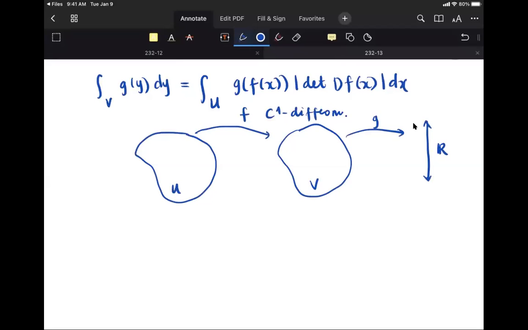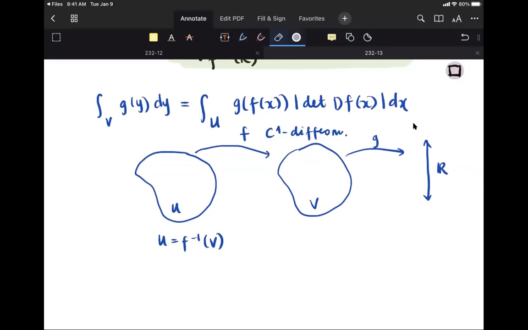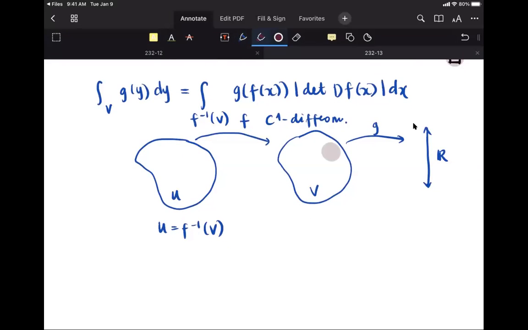Since F is bijective, therefore U can be written as F inverse of V. So therefore, we can replace this by F inverse of V. So if we want to integrate over V the function G, you can integrate the composition of F and G.